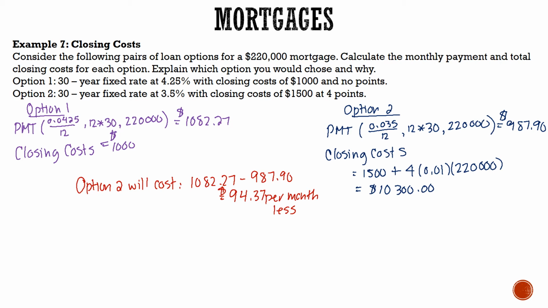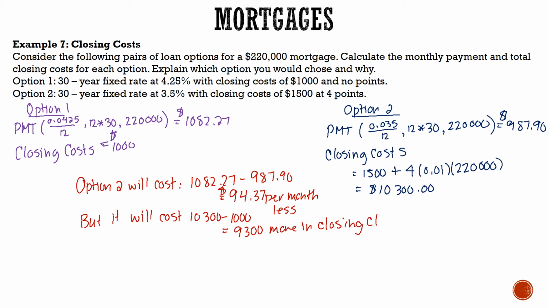However, up front it costs us $9,300 more thanks to those closing costs. So, $10,300 minus $1,000, which is $9,300 more in closing costs.